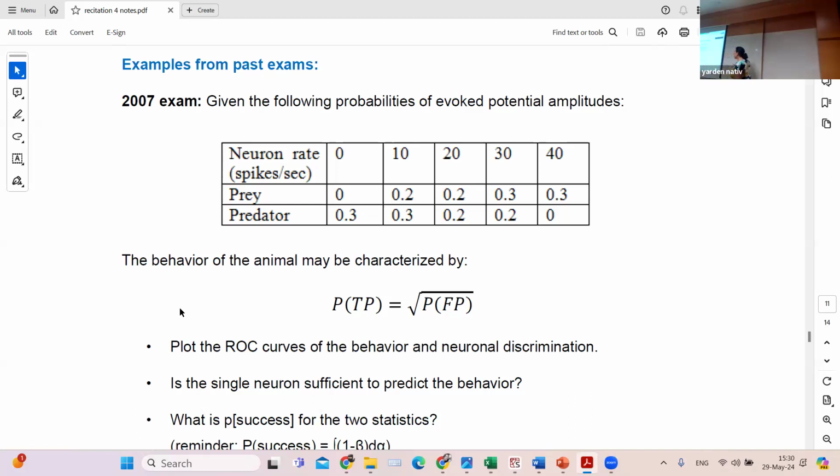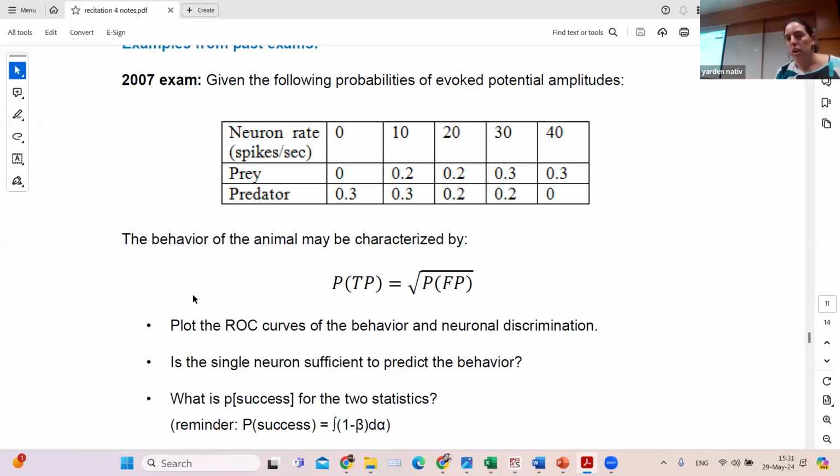And then we are asked to plot the ROC curves, okay? The first one is for the neuron, and the second one is for the behavior. And the behavior is given by a specific function, okay? So in the behavior, instead of having this, we can just write a table, which we'll see in a minute.